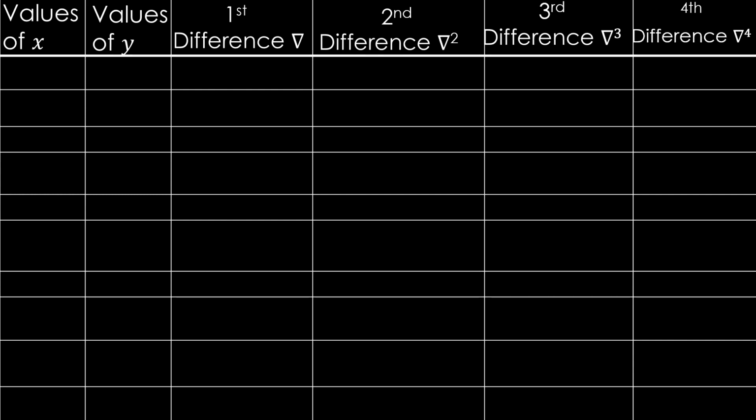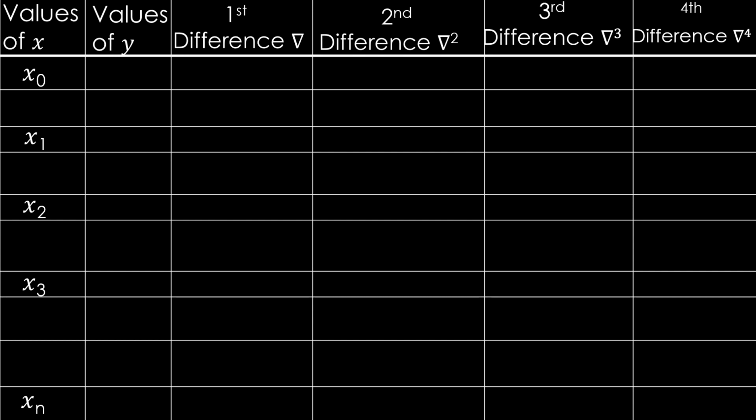The values of x: the first one is x naught. Then you need to leave one line gap and write the next value of x, that is x1. Leave one line gap again and write the next value of x, that is x2. Then leave one line gap and write the next value of x as x3, etc. The last one will be xn.